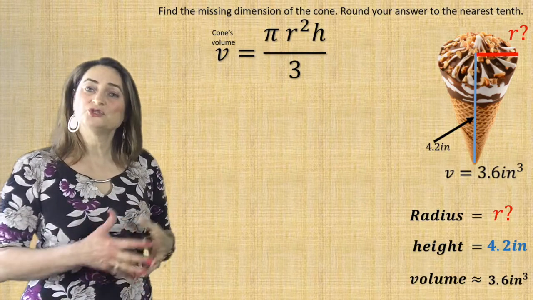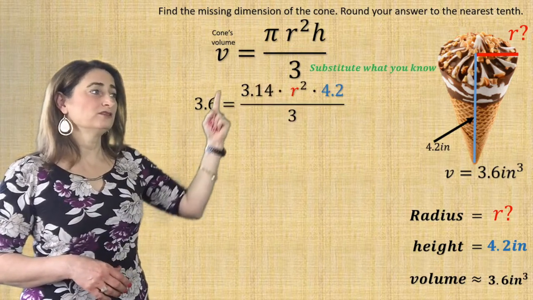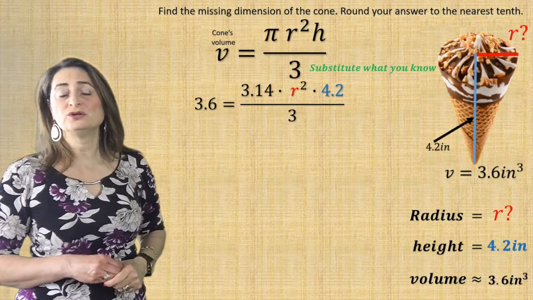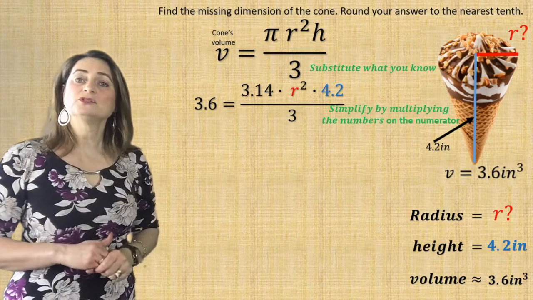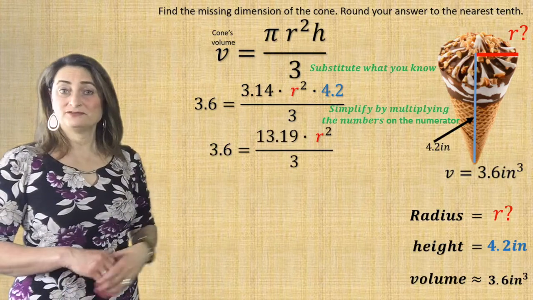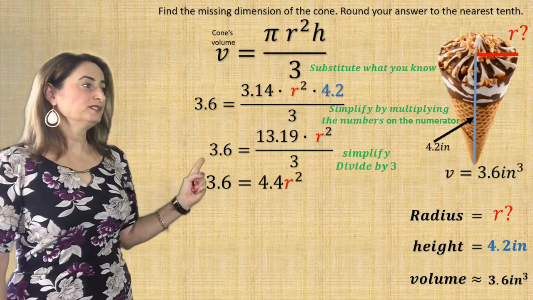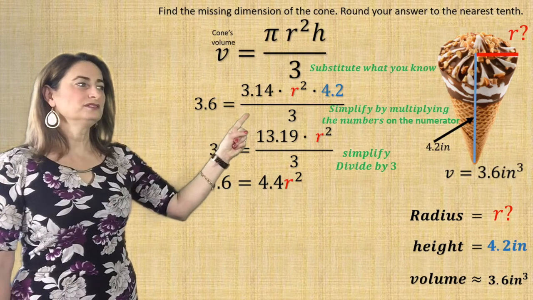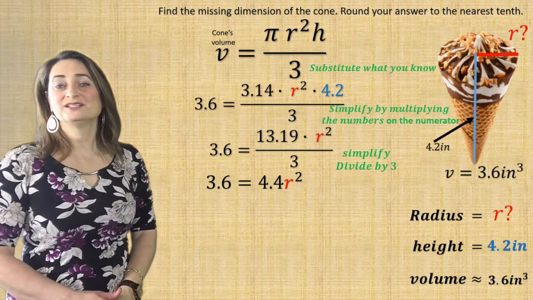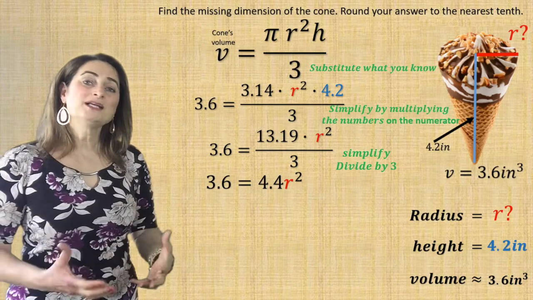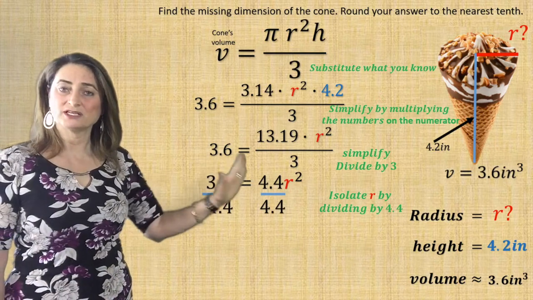Now substitute what you know in the equation. I know the volume is 3.6, pi is 3.14, the radius, I don't know what it is, but the height is 4.2, all divided by 3. Now simplify by multiplying the numbers on the numerator. Now simplify by dividing by 3. Bring everything else down. You got 3.6, bring it down, equal, divide 13.19 divided by 3 is 4.4, and bring the r squared down. Now I need to isolate r. The first thing to do is divide both sides by 4.4 because that's on the same side as the r.